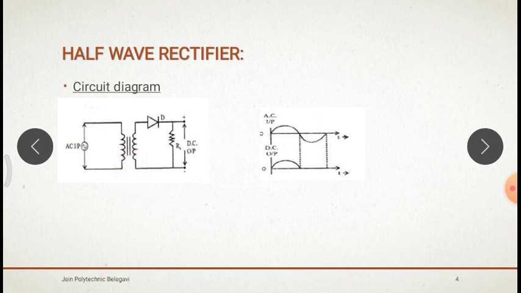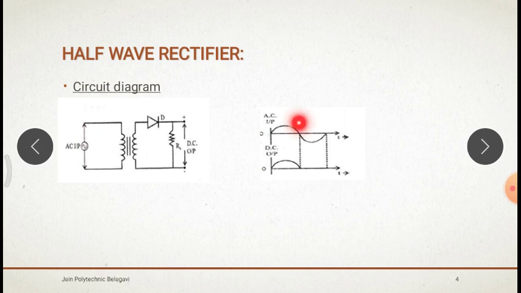AC will always have a positive and negative half cycle. If it is in the positive half cycle, what happens? This will be plus and this will be minus. Plus to the anode means the diode is in the forward bias condition. So at that time it will be conducting current. So only during the positive half cycle we are getting output.